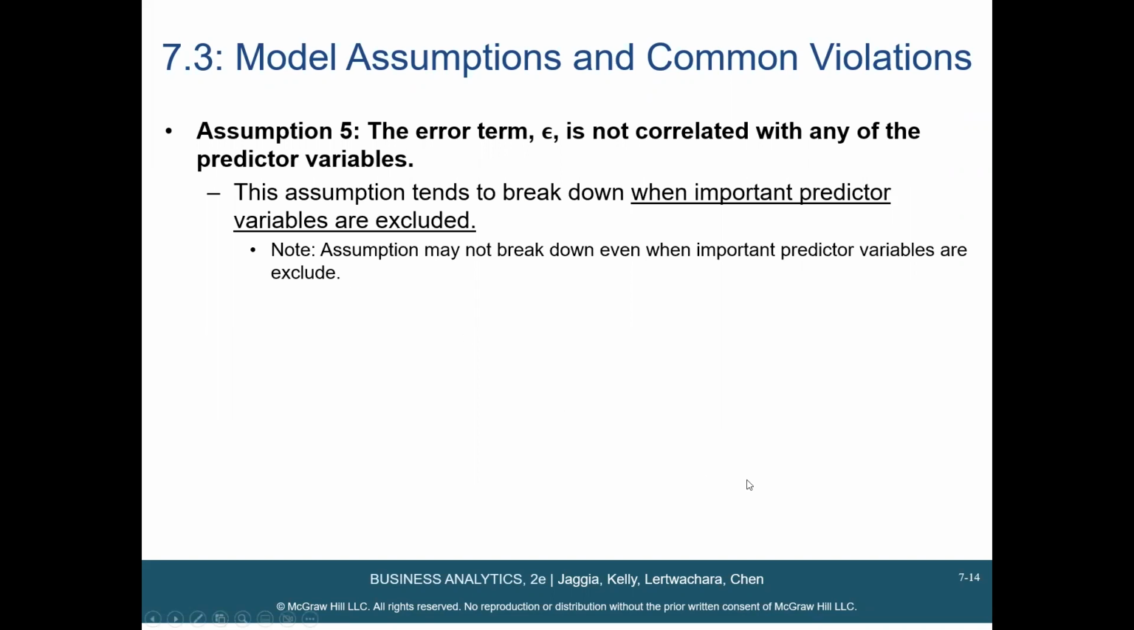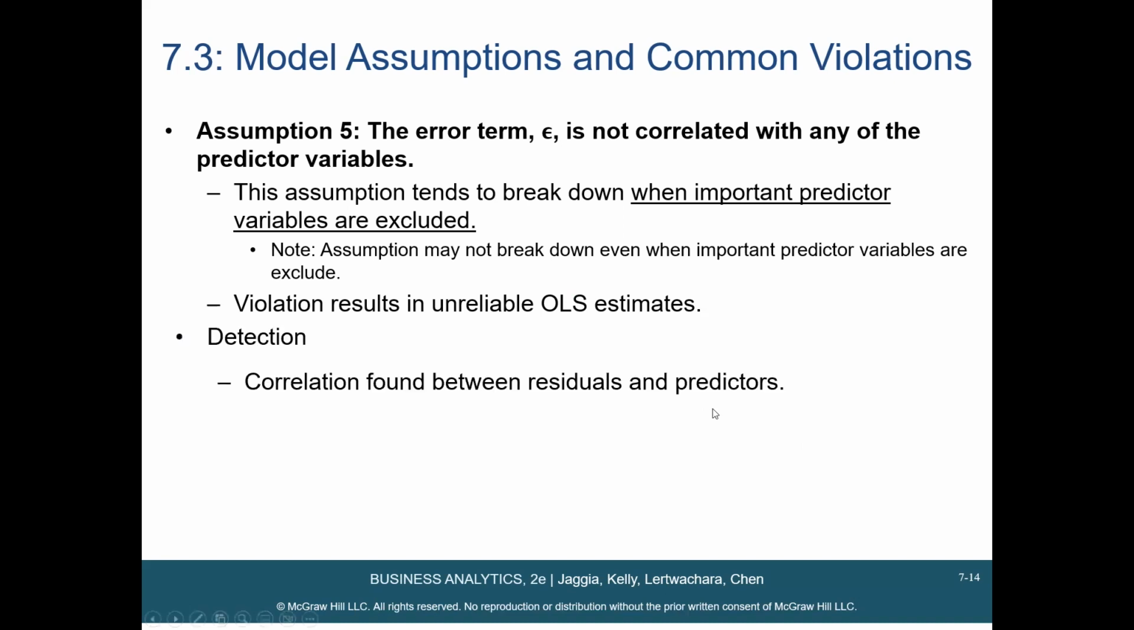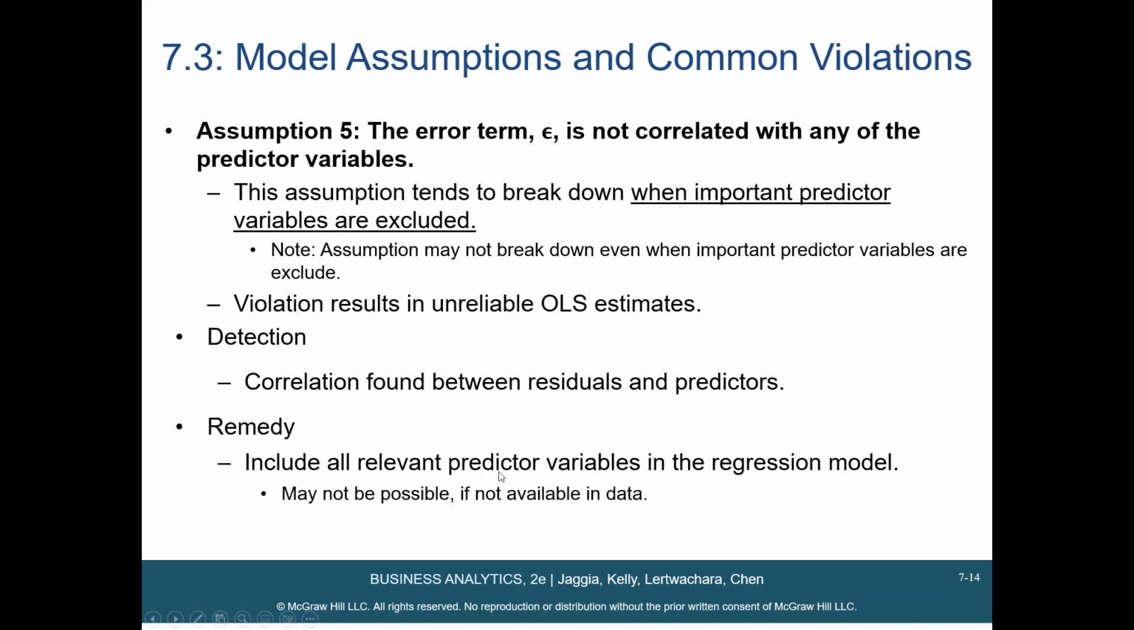So it's something where you really have to have a strong problem, like you really miss something important, sometimes to be able to detect this. But if it does happen, you can't even trust the estimates of the coefficients. And again, we just find this by looking at the residual plots. And the remedy is to include all the relevant predictor variables or add more variables to your model, if possible. It may not be possible if you don't have it in your data.